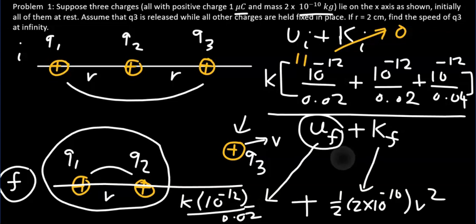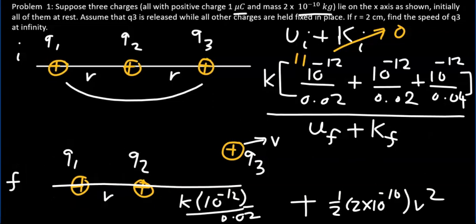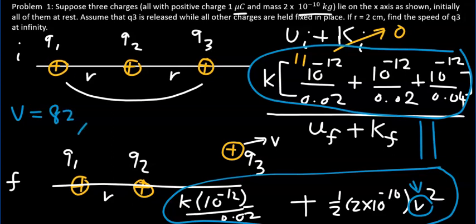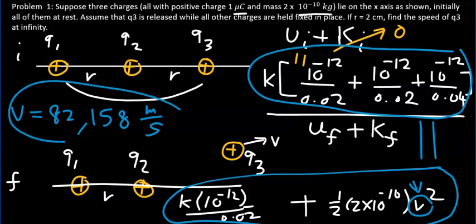So U sub F plus K sub F will give you the total energy of the final state. Equating this term to that term due to conservation of mechanical energy, one can solve for the final speed of charge Q3 at infinity. And solving for v, we get v equals 82,158 meters per second as the answer. And that solves the problem.